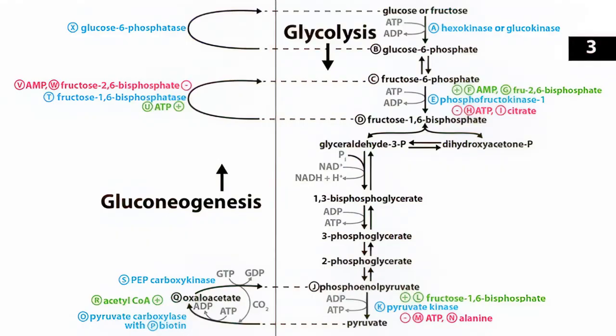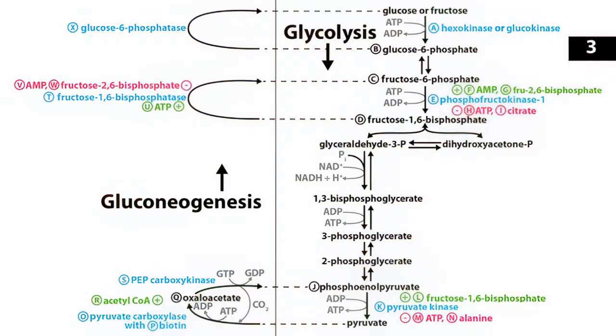Then letters V and W are things that inhibit this enzyme. So letter V is AMP, and letter W is fructose 2,6-bisphosphate. Again, it makes sense. These are molecules of energy deficiency. So if you're energy deficient, you don't need to be sharing glucose. And if you peek over at the glycolysis pathway on the other side, you'll see that when you reverse the ratios so that you have low ATP and high AMP and high fructose 2,6-bisphosphate, that's going to stimulate PFK1 and drive the pathway in the other direction toward glycolysis.